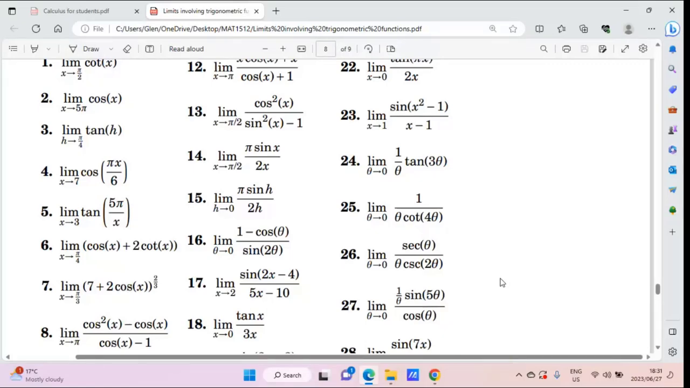Sorry, sir, do you mind giving me the definition of secant? Secant is the reciprocal of cos. Alternatively, you can write secant as 1 over cos if you want to. But the reciprocal of secant is cos.